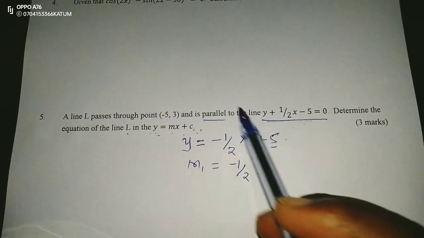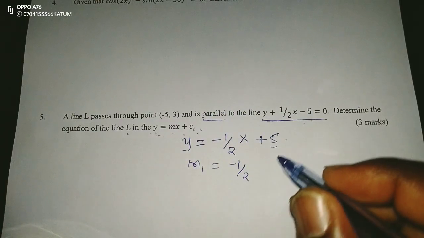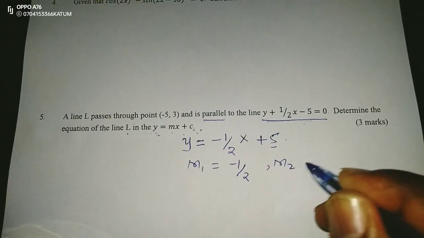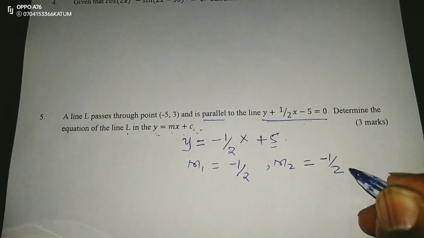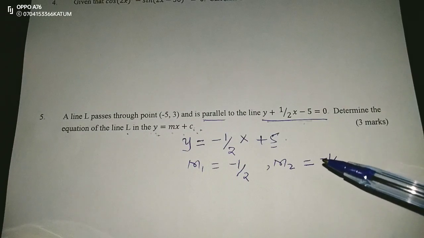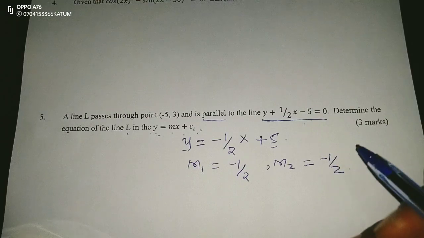The other concept is that for parallel lines, their gradient is usually the same. Therefore, the gradient for the other line, line L, is also going to be negative half, because the line L is parallel to the given line. They must have equal gradients.